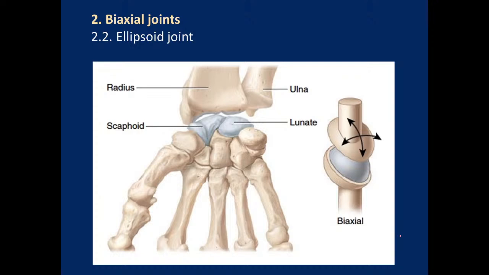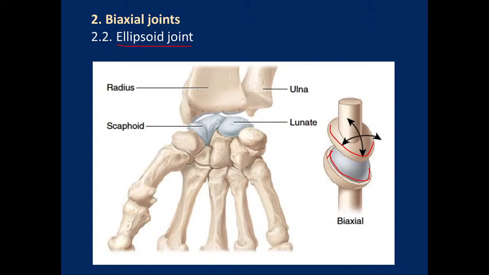The next form of biaxial joints we call ellipsoid joints. We find that in radiocarpal joints. That is a convex oval-shaped projection of one bone that fits into the oval-shaped depression of another bone. Here is the oval-shaped projection, but here is the oval-shaped depression.